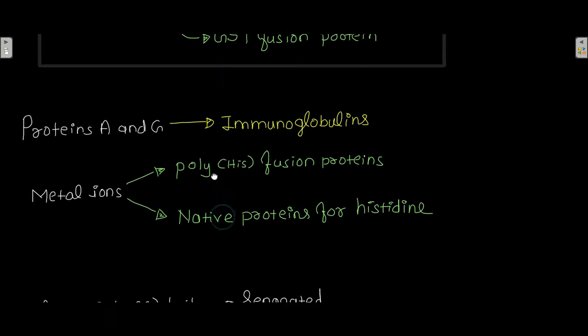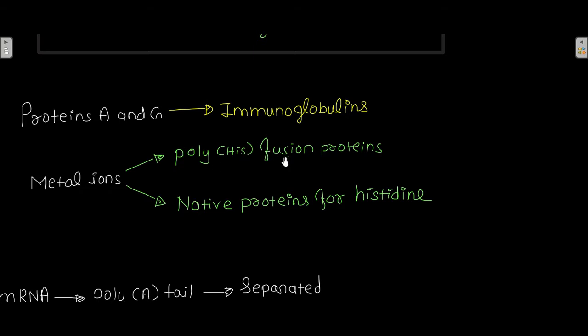immunoglobulins. If you want to isolate polyhistidine fusion proteins, his fusion proteins, or you want to isolate native proteins with histidine, then you will be using metal ions as the ligand. So these were the examples of the ligands, and these were the examples of the molecules of interest that you can isolate by using these ligands in the stationary phase.